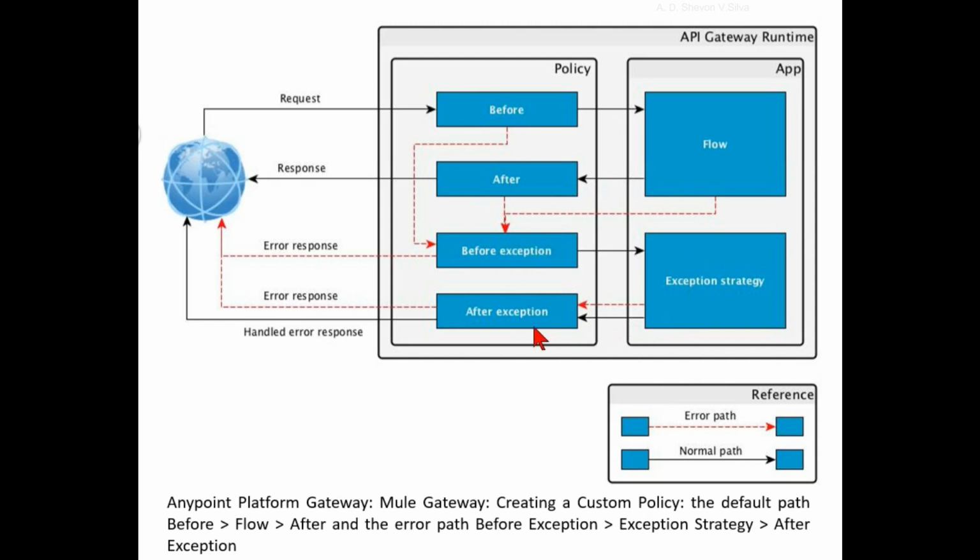Any exception in any part of the default path stops the execution of that path and triggers the execution of the error path. Any exception in either before exception or after exception stops the execution of the error path. If the error is raised in the exception strategy, after exception is executed.